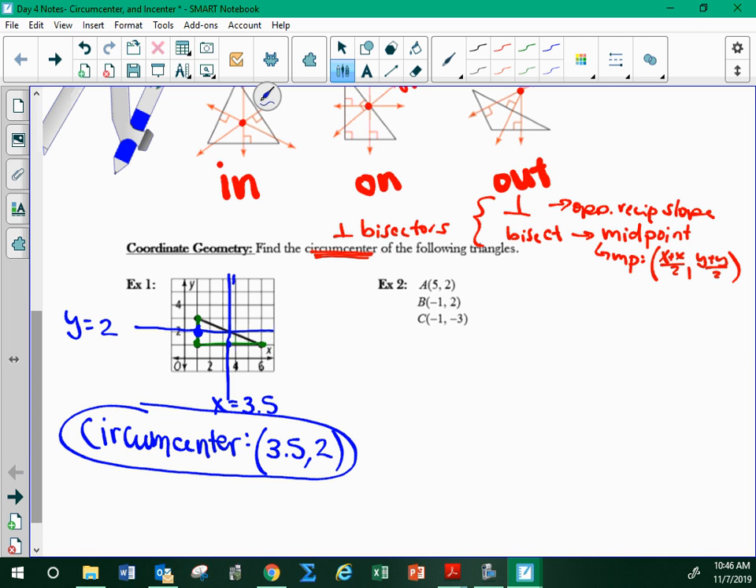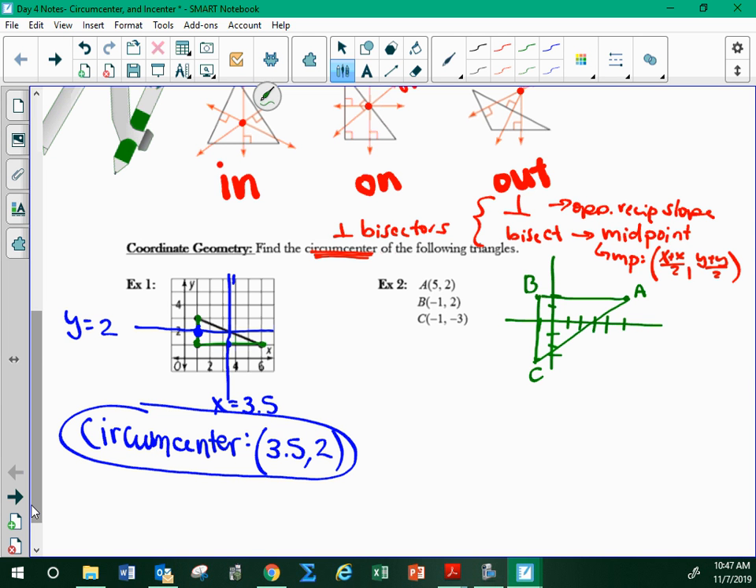Okay, so let's take a look at example 2. You can sketch a graph if you want, or you can just go ahead and work with the points, however you so desire. We get to choose which two sides we want to do the perpendicular bisectors for. I'm going to do a quick little sketch, just to give you an idea of what I'm working with. 1, 2, 3, 4, 5, 1, 2, negative 1, 2, and negative 1, negative 3. Oh, wait a second. What type of triangle is that? Oh my. It is a right triangle.